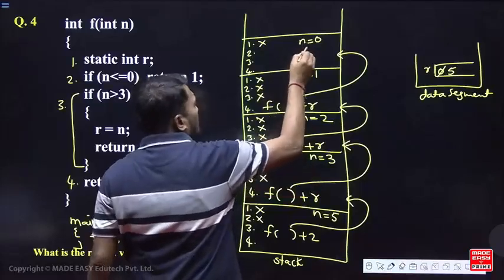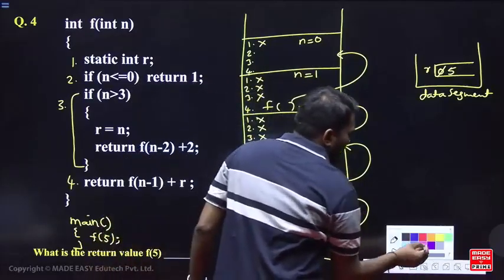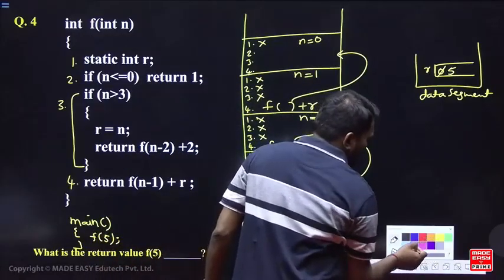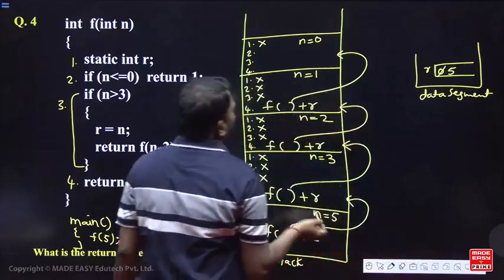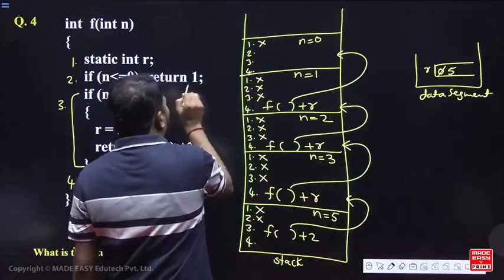N less than or equal to 0, true or false? True. Now just understand how it is terminating. Let me use a different color. If n less than or equal to 0, return 1.